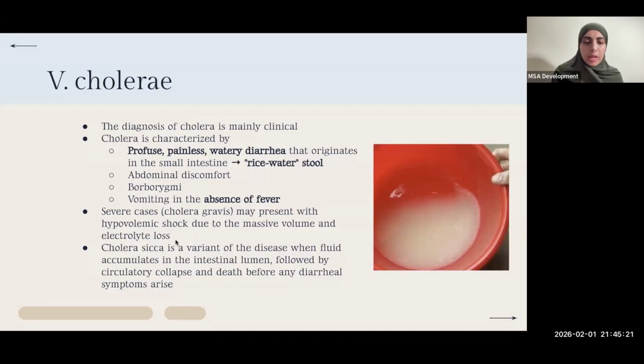Okay. And there's another condition called cholera sicca, where basically they're forming all of this watery stool, but it's not leaving as diarrhea. It's staying inside. It's kind of trapped, okay? So there's so much water and stool inside the intestine trapped there, okay? So this can cause the body to become in so much stress, and the patient might die even though they haven't even had diarrhea yet, okay? It's just because all of the stool is in the intestine, filling it up, and could lead to death. So this is cholera sicca.